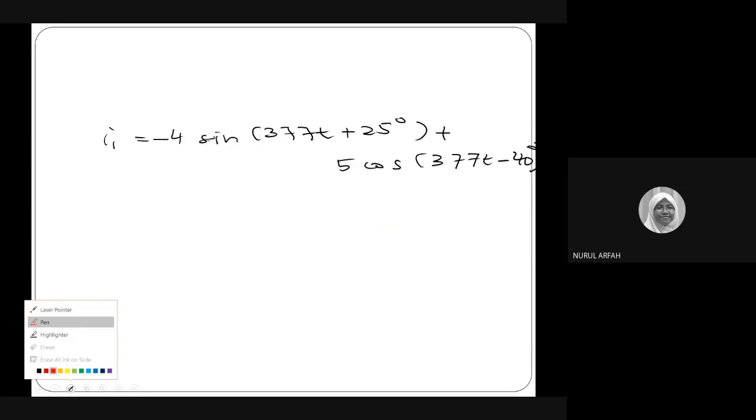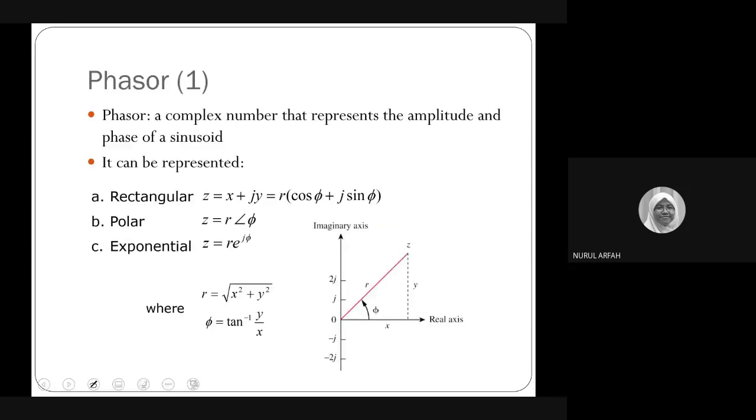Wait a moment. I think we haven't entered that phasor form yet. So we ignore this for a moment. We are going to enter this first and then we go back to that.